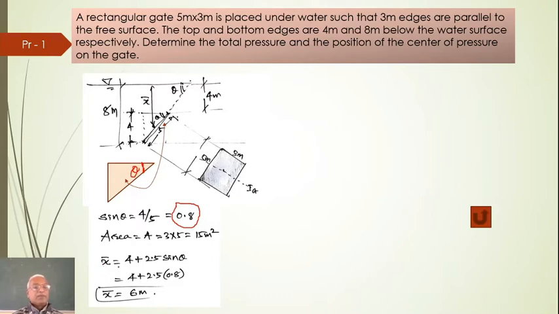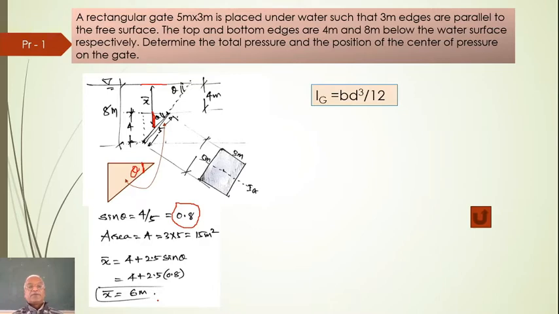x bar or y bar or h bar, whatever it is. Position of centroid. So here the position of centroid from the free surface is x bar. What I should do is the 4, the straight depth, plus 2.5 sine theta. This particular distance would be 2.5 sine theta, because half the distance is 2.5 and theta is known. So x bar will be equal to 4 plus 2.5 sine theta. Sine theta value we know, so it works out to be x bar equal to 6 meters.